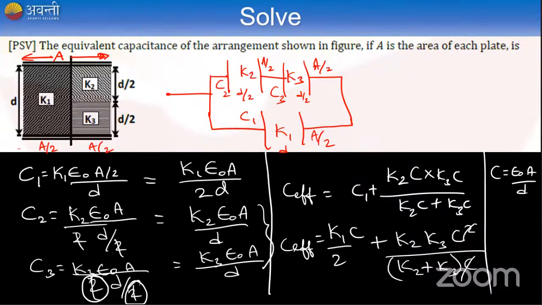So we learned about the capacitance of a capacitor, general capacitance. So C is equal to Q by V. Then we talked about the capacitance of a parallel plate capacitor. So we'll make a note of that.